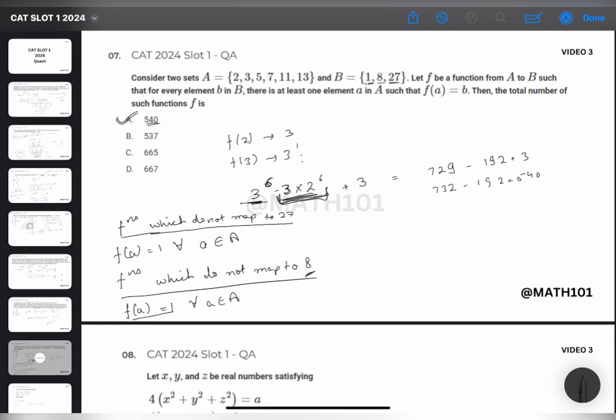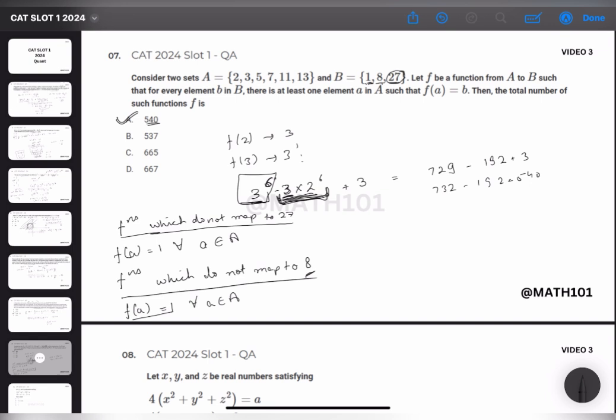What we have done is the 3 to the power of 6 are all the possible functions, out of which we have to find the functions which do not map to a particular value. So let's find the number of functions which do not map to 27. So such functions would be 2 to the power of 6 different functions, and we multiply by 3 because we'll find such functions for 8 and 1 as well.